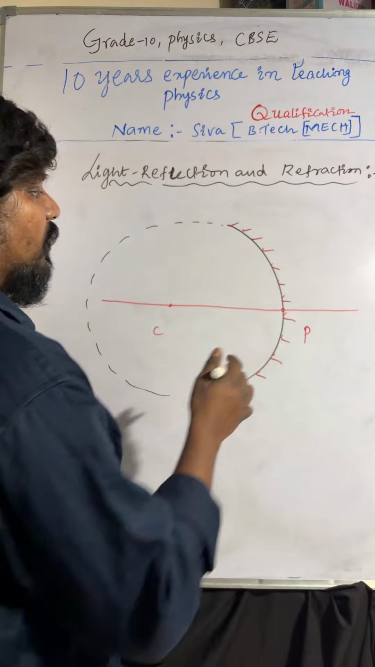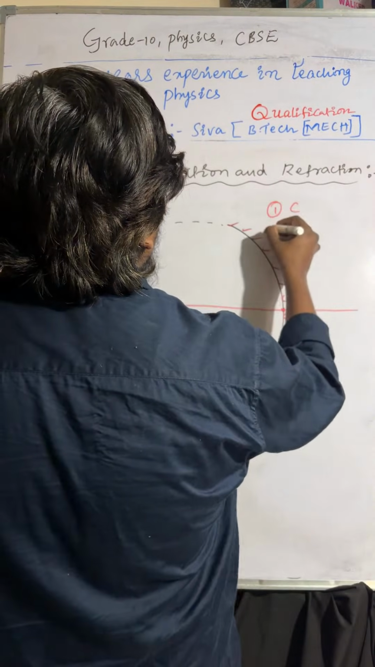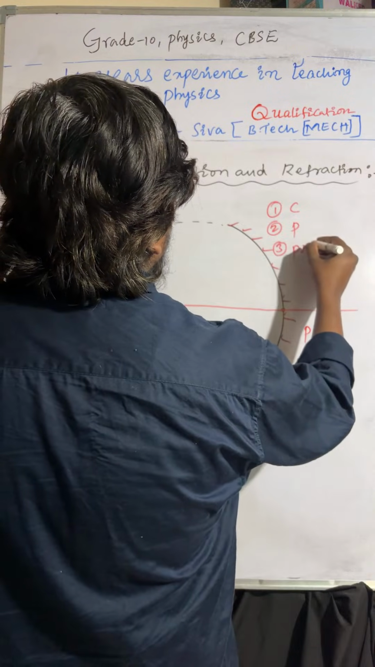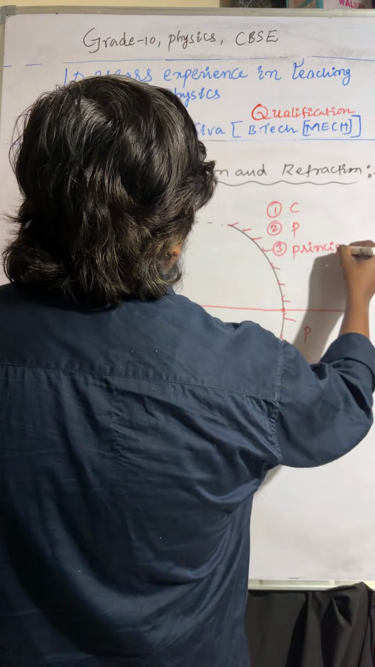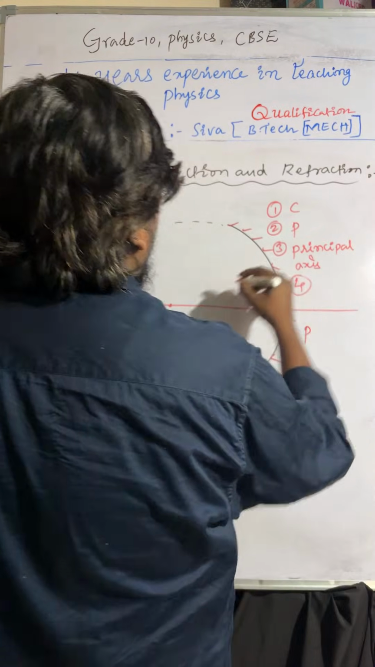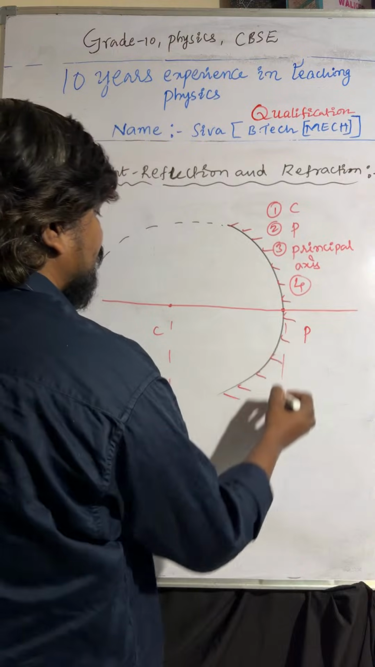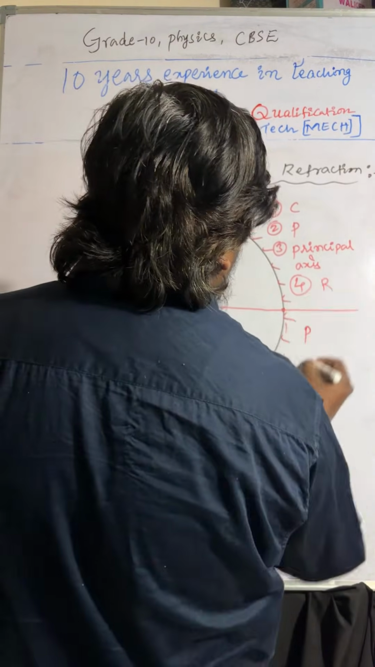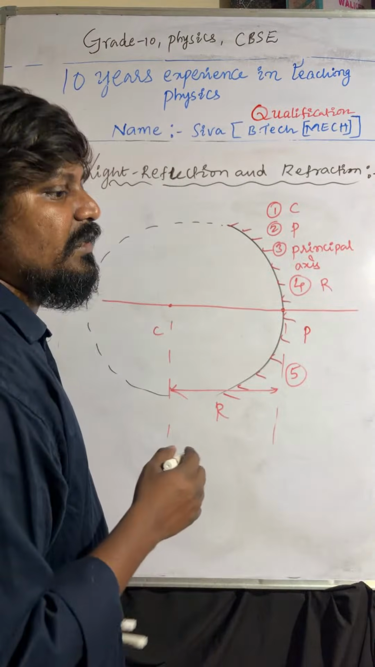So, point number 1, center of curvature. Point number 2, pole. Point number 3, principal axis. And coming to the fourth one, the distance between the center of curvature and the pole is called the radius of curvature.